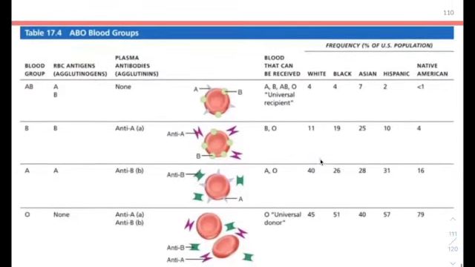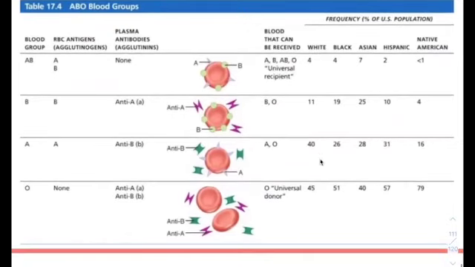So we have AB blood type. It shows spikes for the A antigens and circles for the B antigens. And this chart also shows what percentage of the population of the different races have these types of blood cells. I thought that was just kind of interesting.